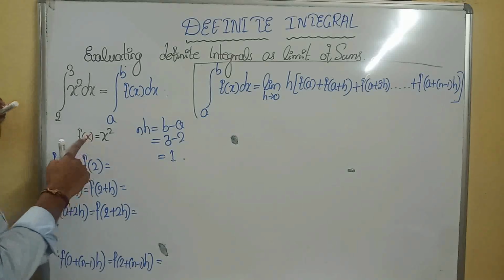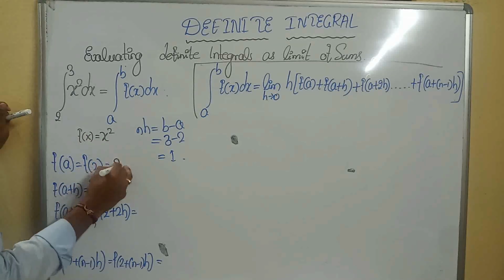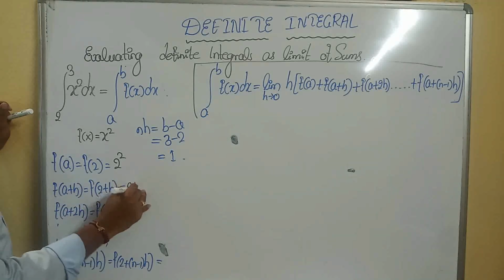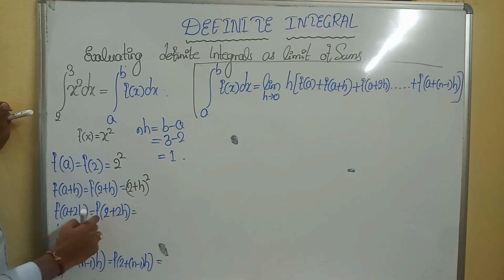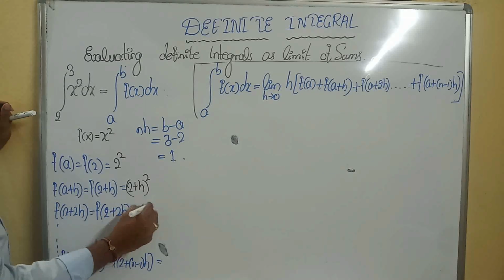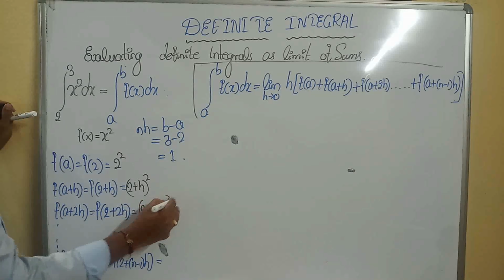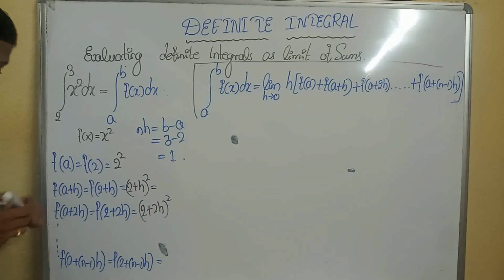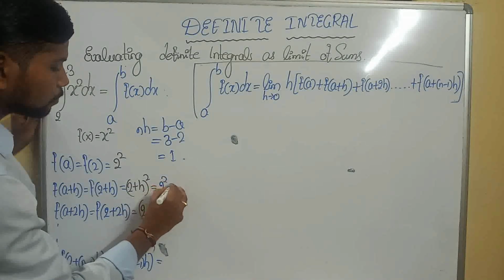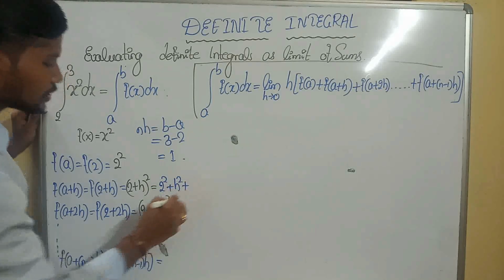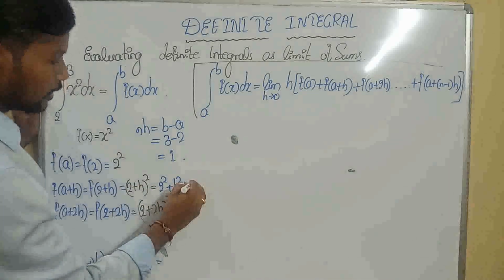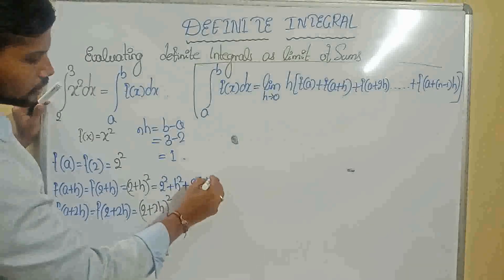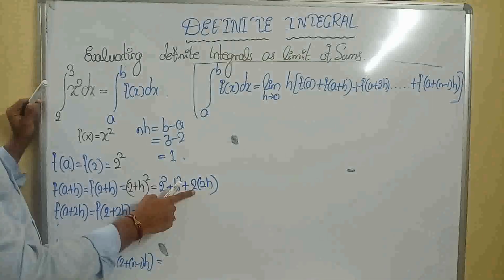It will be f of x is x square. F of 2 will be 2 square. F of 2 plus h will be (2 plus h) whole square. F of 2 plus 2h will be (2 plus 2h) whole square. I need to write 2 square as it is. What is (a plus b) whole square? It will be a square plus b square, plus 2 into a into b, that is 2 into 2h.